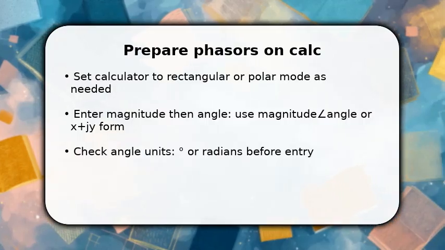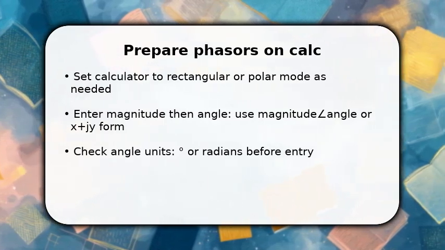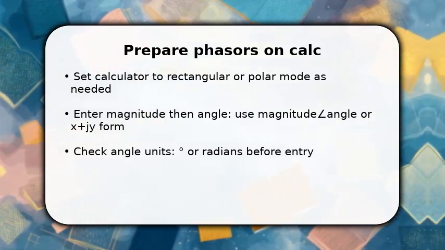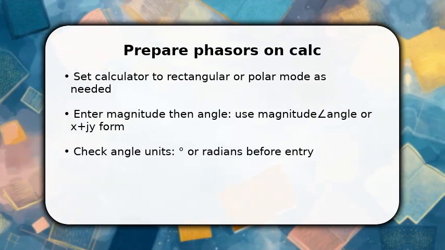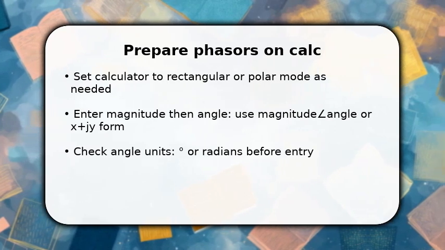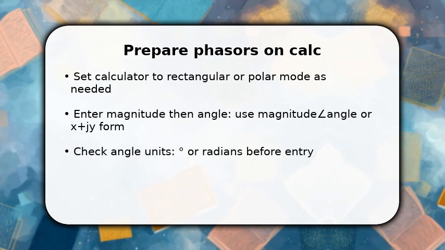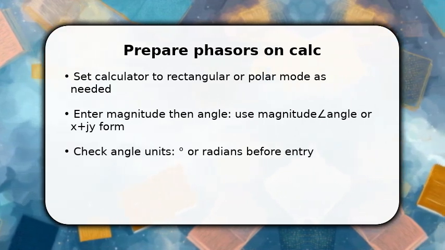You start by choosing the calculator mode that matches the Phasor format you'll use. Enter the first Phasor now. If in polar, type magnitude, angle using the polar key. If rectangular, type real plus imaginary. Make sure the calculator's angle units match the data, degrees or radians, because a unit mismatch gives wrong results.